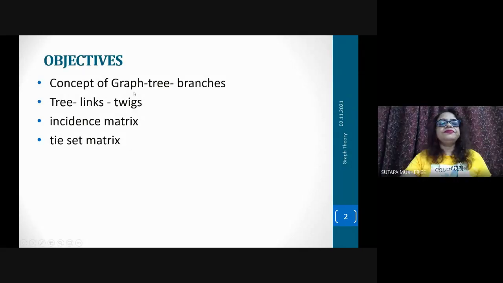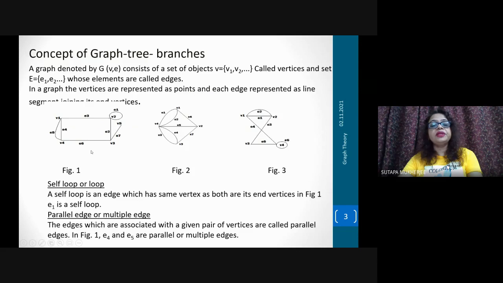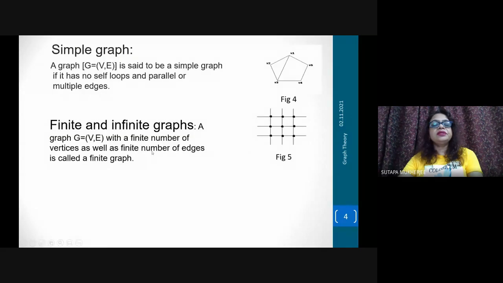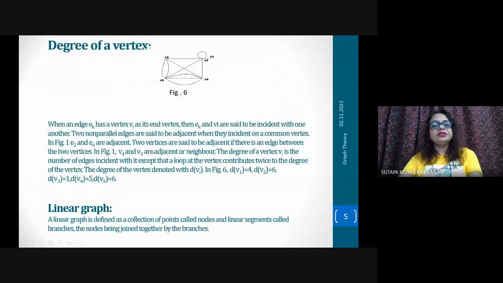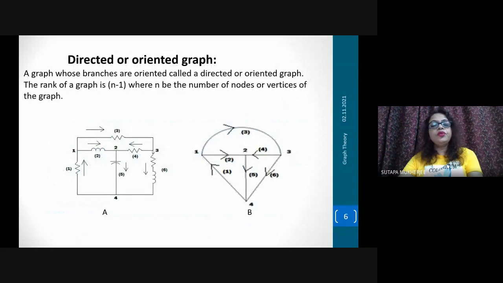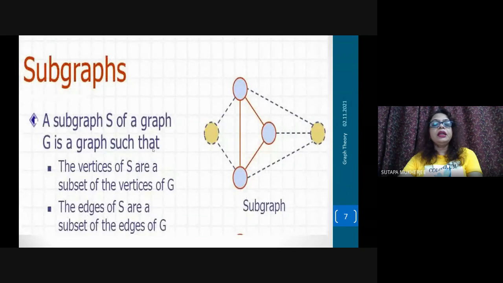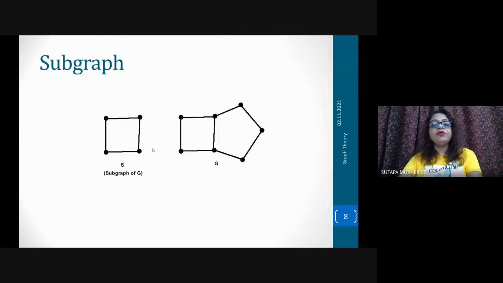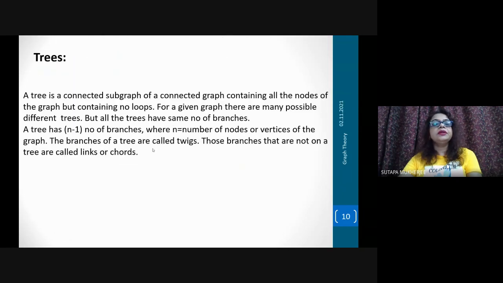Regarding the graph theory concepts of graph, tree, branches, I think you have got an idea about tree, link, twigs. Elaborately, I explained all these things in the previous class. Incidence matrix I have told. Now I will explain today the tie-set matrix. So what is the tie-set matrix? Definitely like the incidence matrix, the tie-set matrix will contain rows and columns. So along the column, what will be there? And along the row, what will be there? And how can you form the tie-set matrix? I will explain that.